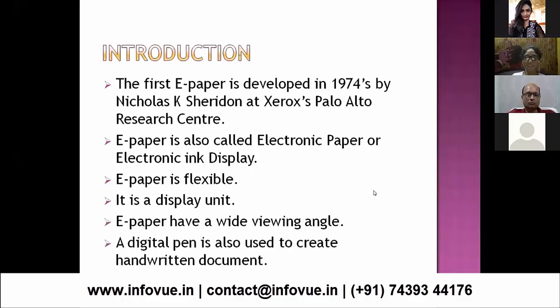Coming to the introduction, first of all, what does e-paper mean? The full form of e-paper is electronic paper, also called an electronic ink display. It was developed by Nicholas K. Sheridan at Xerox Palo Alto Research Center in 1974. It is a flexible display unit.